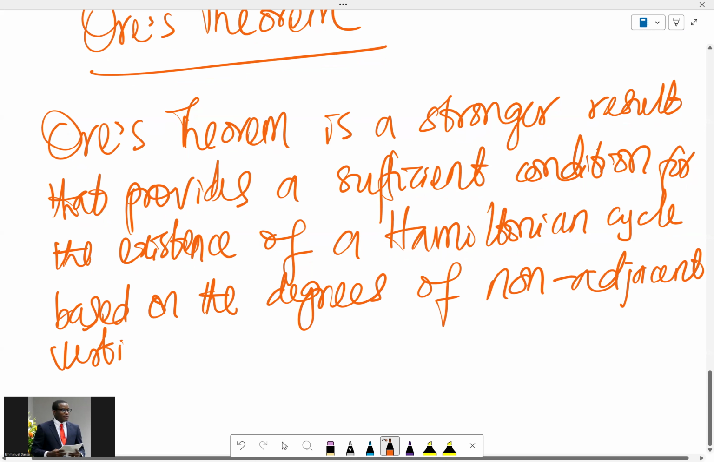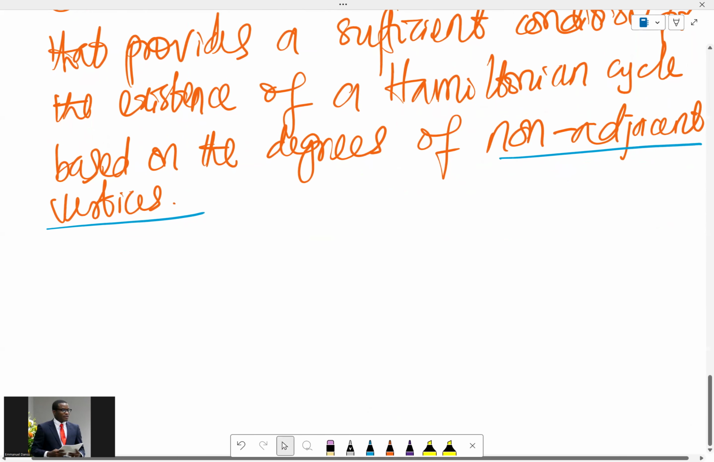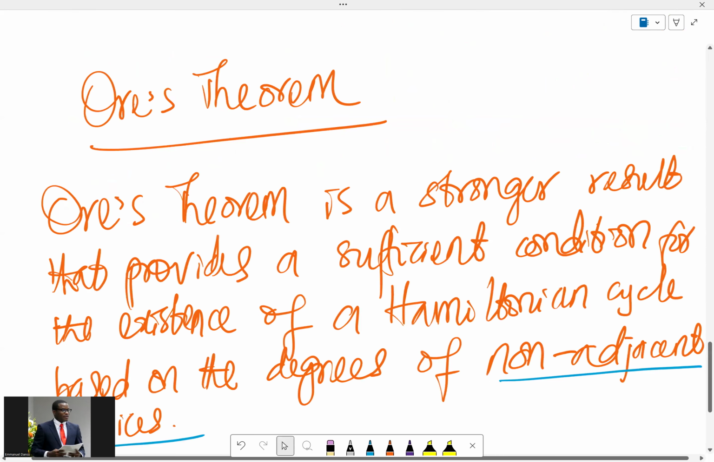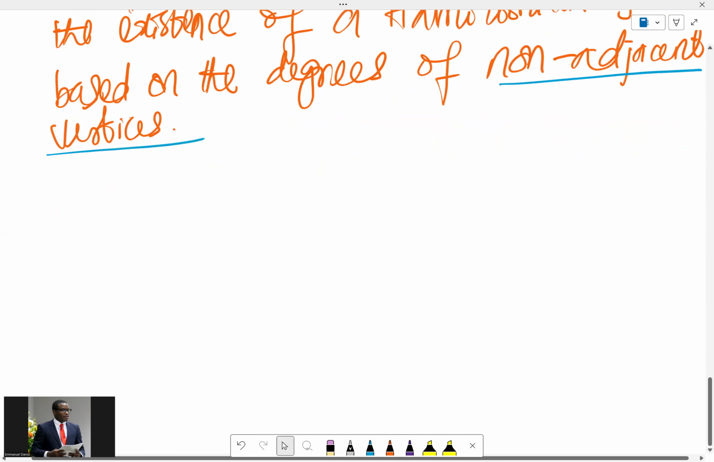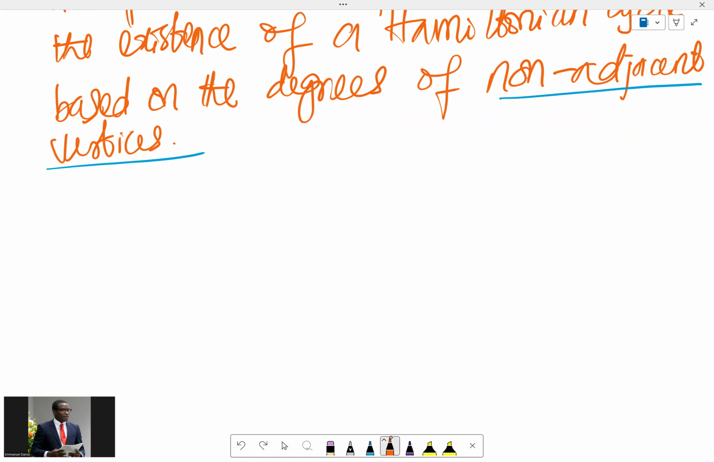So here we have a new concept coming into it, non-adjacent vertices. I think this is the first time since we started this. Now, what does Ore's theorem itself state? Ore's theorem, this is where I get to change colors.